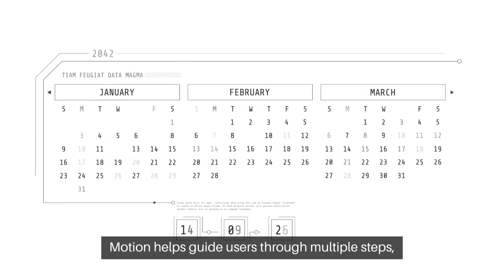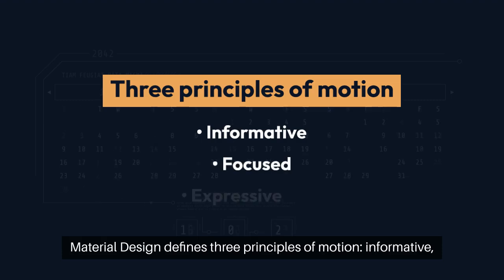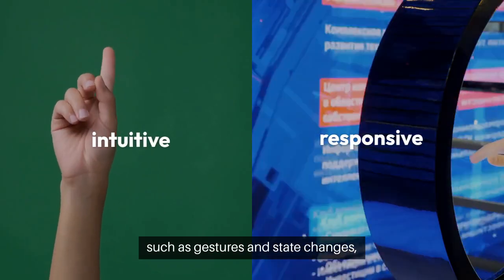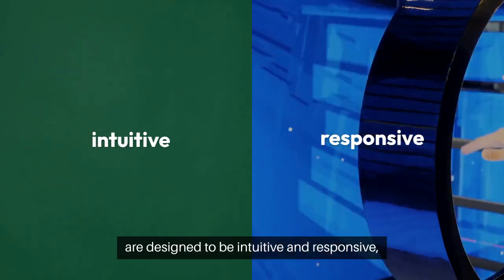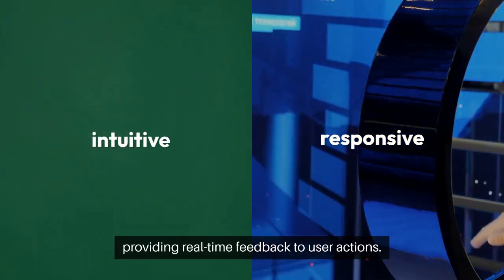Motion and interactions are key elements of material design. Motion helps guide users through multiple steps, reducing confusion and enhancing the overall user experience. Material design defines 3 principles of motion: informative, focused, and expressive. Interactions such as gestures and state changes are designed to be intuitive and responsive, providing real-time feedback to user actions.